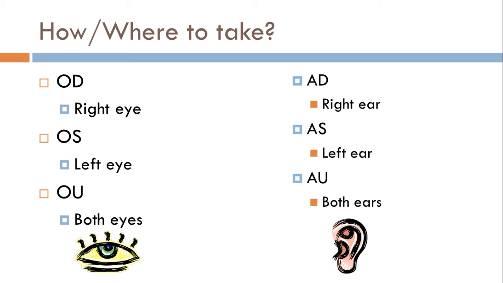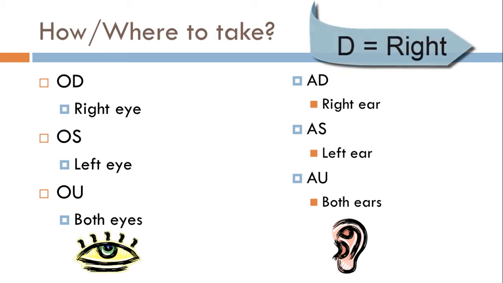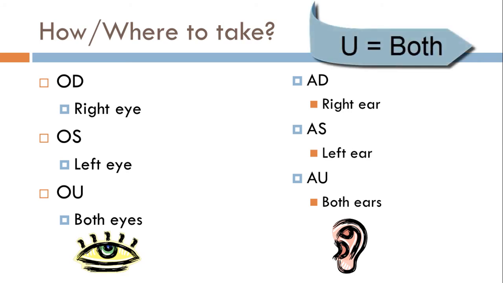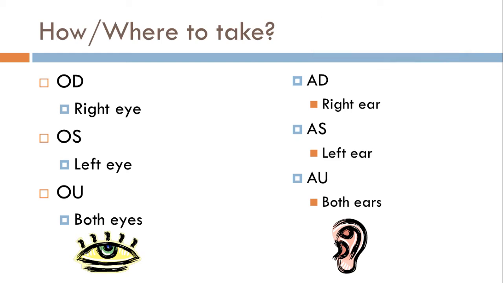Some people will tell me they help remember that A means ear because it's like audio. Like you hear your music, you hear your Beats by Dre, you hear them in your audio in your ear. So AD, again, D meaning right ear. And then AS, again, S meaning left, A for audio in the ear, left ear. And then AU, both ears. So when you see U, you're thinking both, and then we can look at the A or the O, whether it means ear or eye.